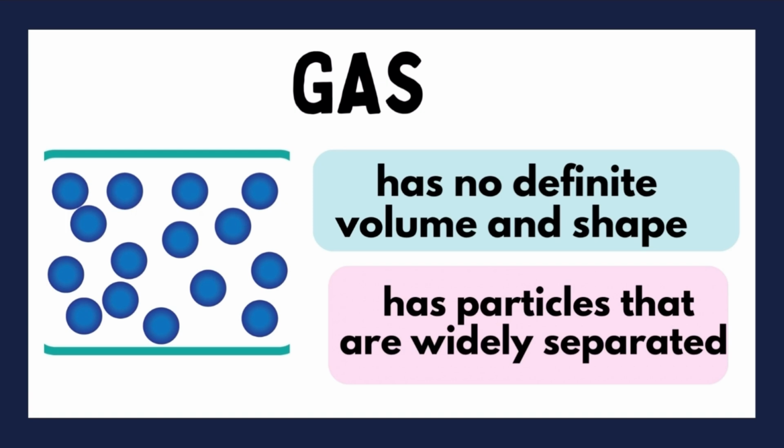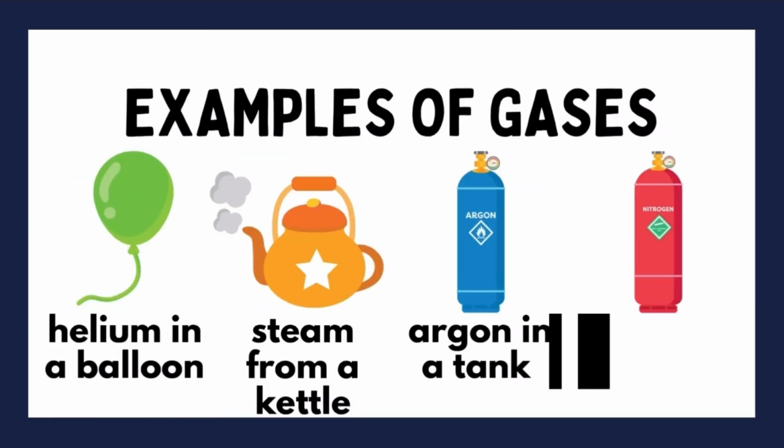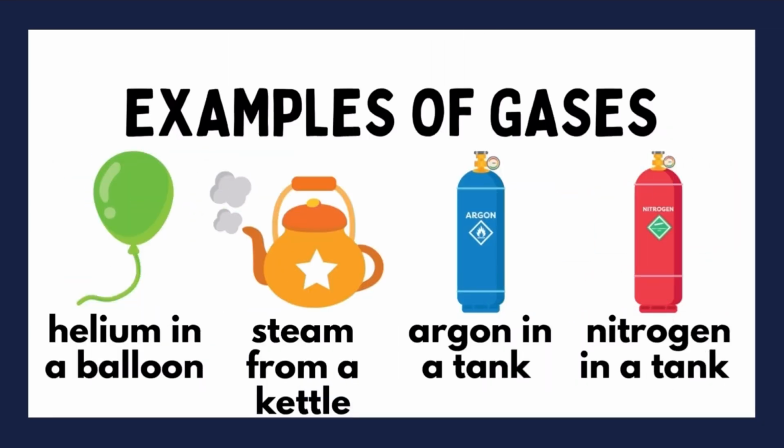Gas has no definite volume and shape, has particles that are widely separated. Examples of gases: helium in a balloon, steam from a kettle, argon in a tank, nitrogen in a tank.